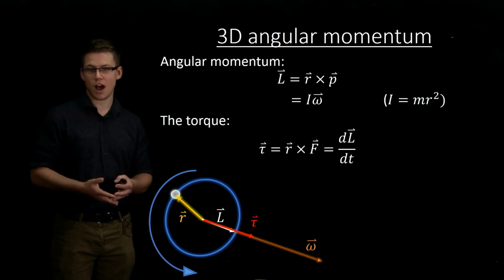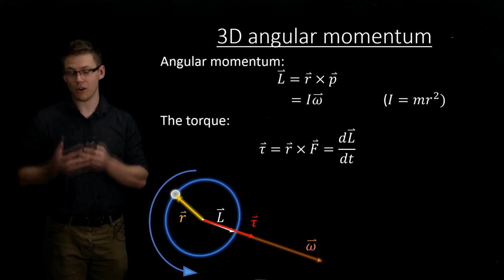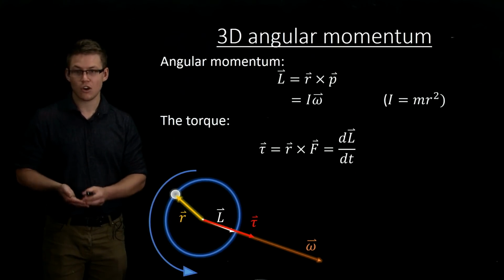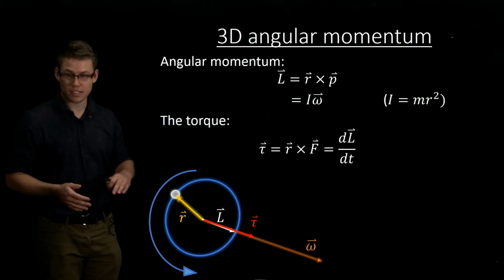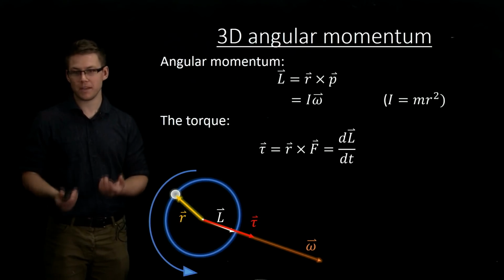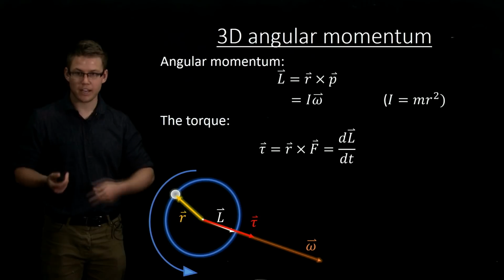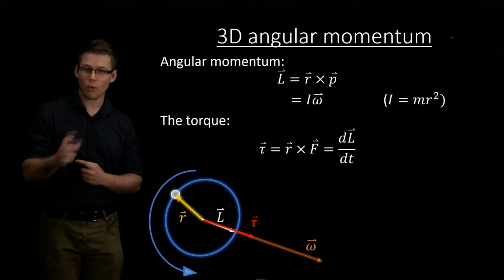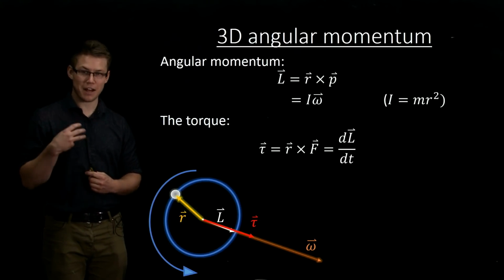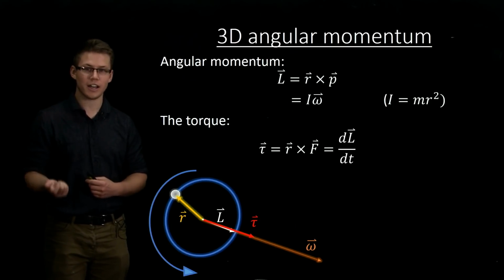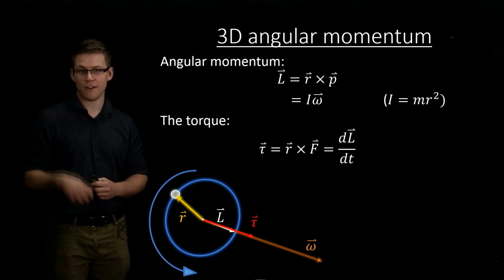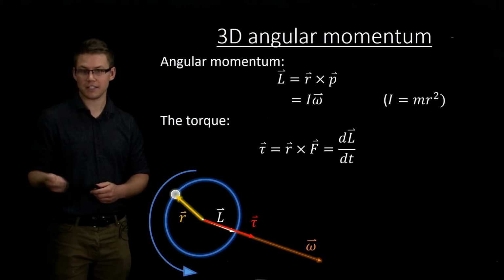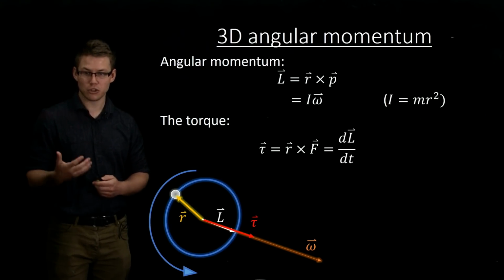So torques and angular momentums and the angular velocity all lie along this line, which is perpendicular to the plane of motion. This is not always the case, as I was saying, and when that's not true is when I gets a little bit more complicated. But for now, it's enough to take I to be this mr squared, and you can do a lot with this.